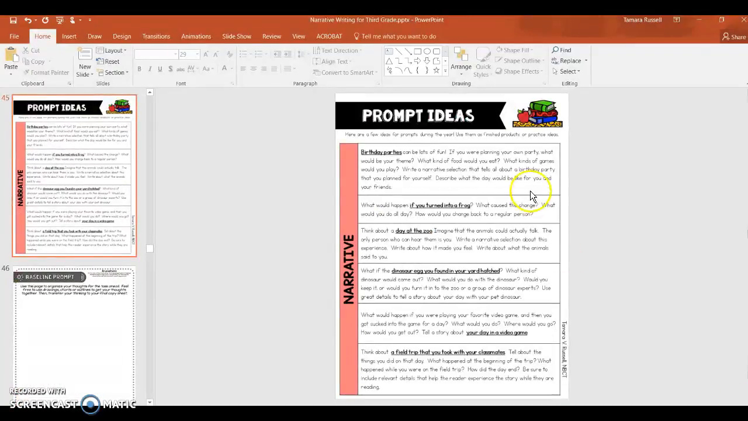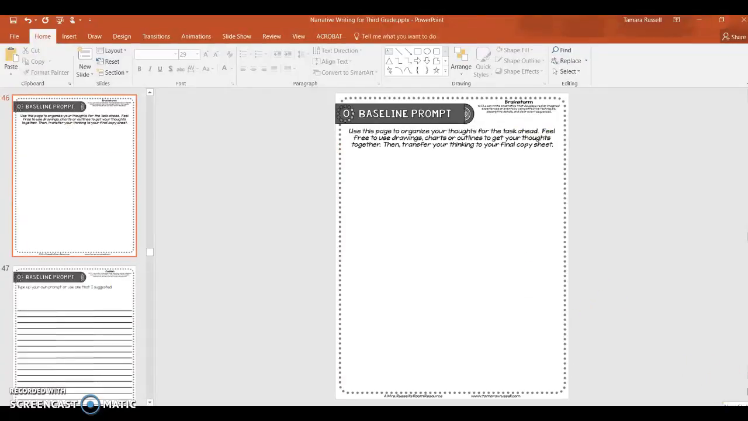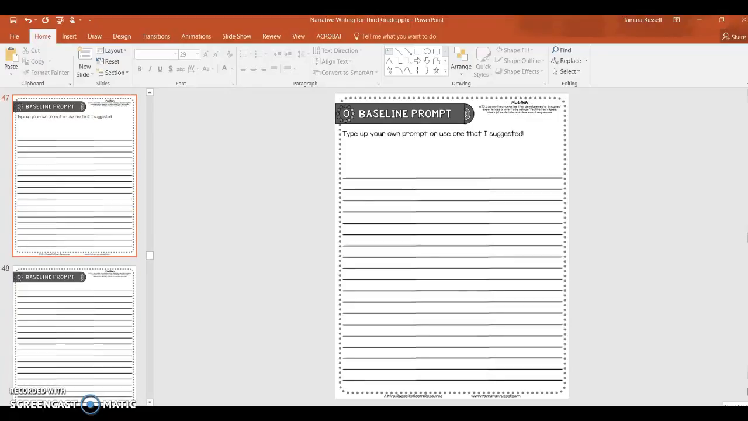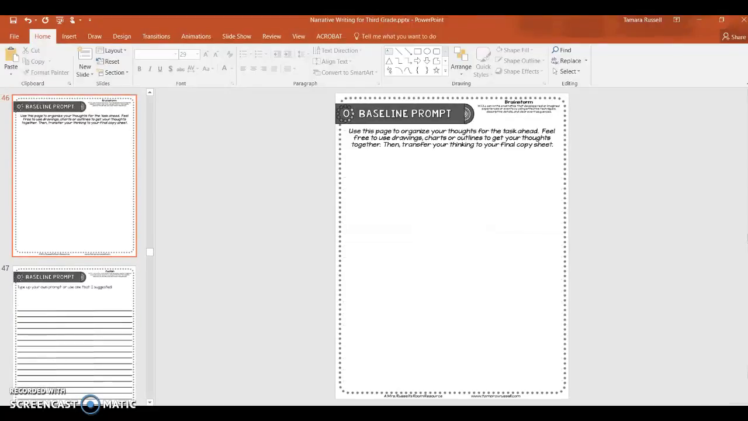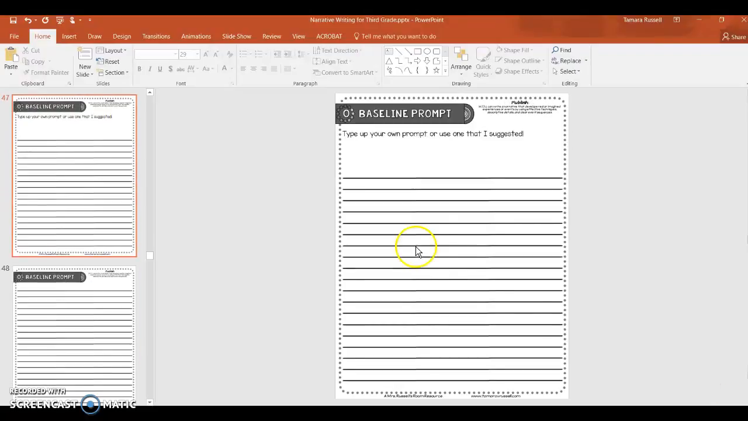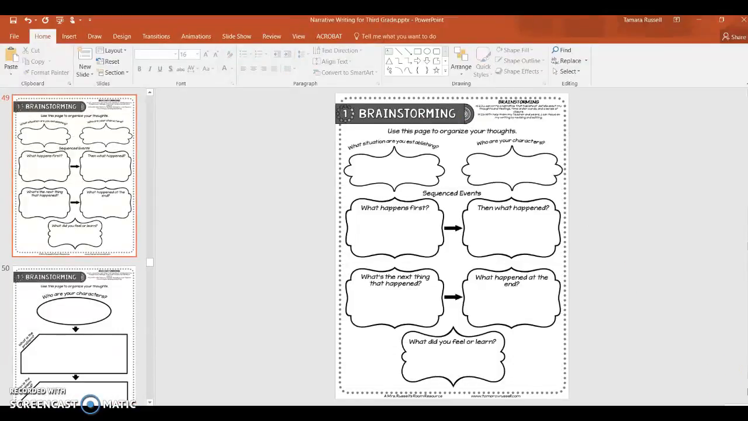I do have some printables and a couple of prompt ideas. And because the pack is editable, you can just take these prompt ideas and type them into some of the printables that I have for students to respond with paper and pencil. So if you want to use these, you can, that's fine. Or if you wanted to write your own, that's fine too. After the prompt ideas, we have the baseline prompt where they can do the graphic. This first page is the graphic organizer. Then they go into writing, and this is editable for you. So you can type up your own prompt here, or you can use something that I suggested, totally up to you. That's a second page for them.